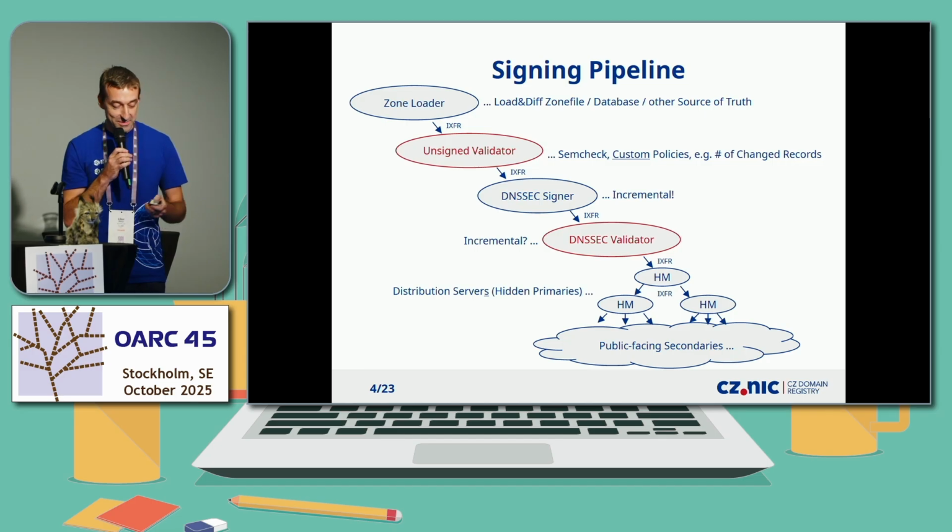And there are two types of them. The DNSSEC validator verifies that the DNSSEC signer has not done something wrong, for example, due to software error or misconfiguration. And the unsigned validator verifies that the source of truth has not done something wrong. For example, accidentally deleting half of the underlying data, which means half of the zone.